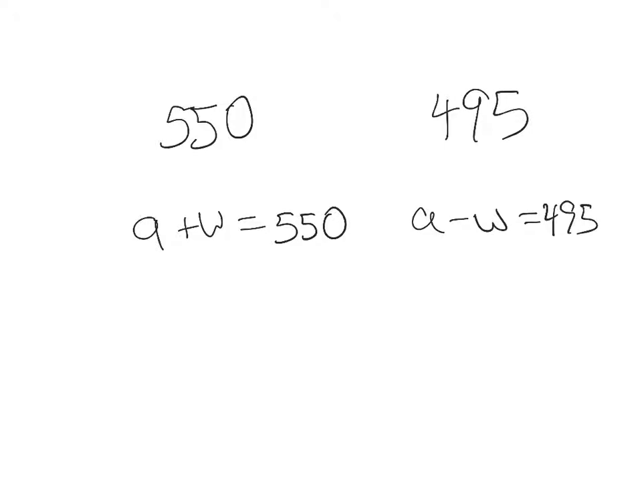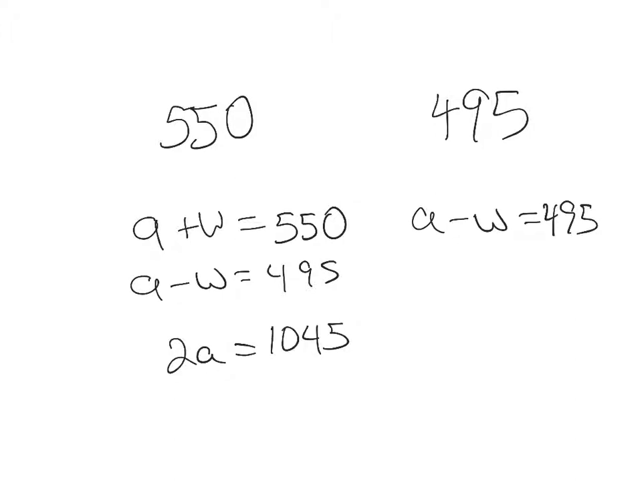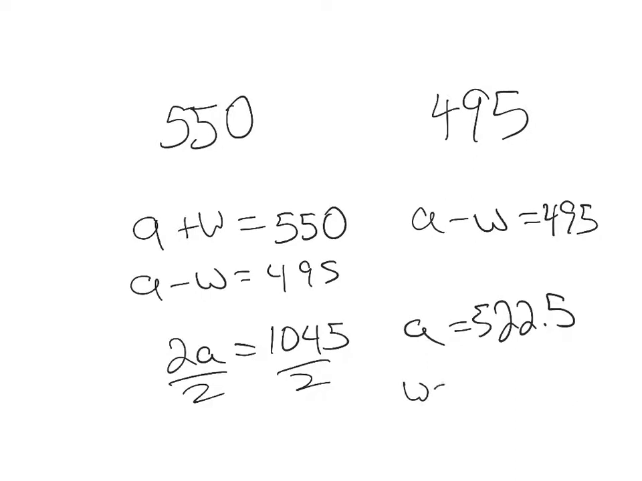So if that's the case, we can actually solve this using our elimination method, right? A minus W equals 495. Add these equations together, we get 2A equals 1045. Divided by 2, divided by 2. The airspeed, therefore, for both these planes, because it says in the problem they're the same, is 522.5, which means that the wind speed is 27.5.